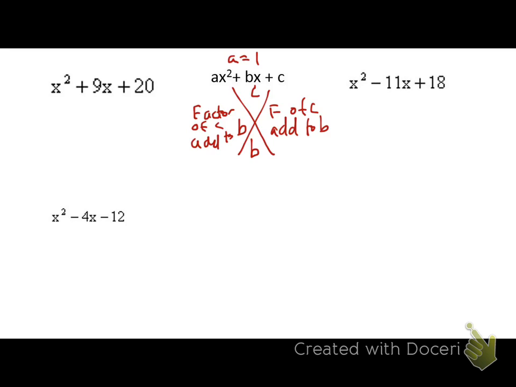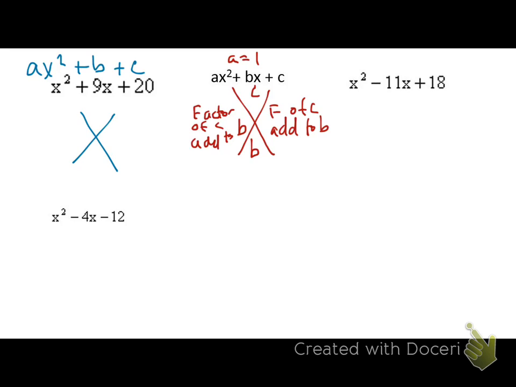Okay, so we're going to look at three, and these are patterns. I want you to start picking up on the pattern as we work through these. We're going to take our first one, which is x squared plus 9x plus 20. I'm just going to write the standard form above it. Okay? And I'm going to put in my x, and I'm just going to fill in that information.